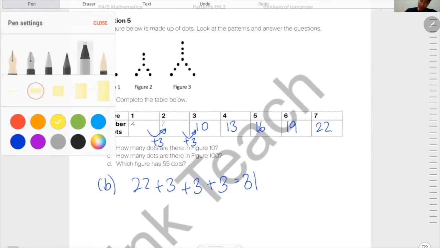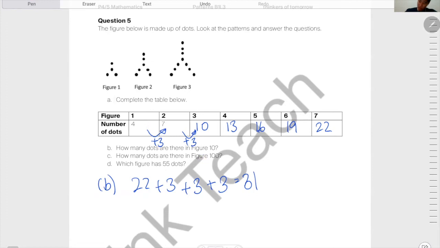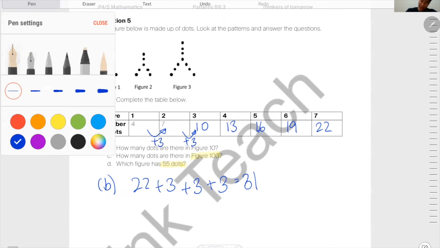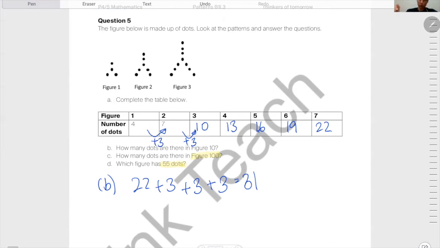Now, why do some of you struggle when the numbers get too big? Because when the numbers get too big, listing is no longer possible. You can't keep going plus 3, plus 3, plus 3, plus 3 for 100 times. Not possible. You will die. I think that you guys can agree with me on that. So how do you solve a question like C?